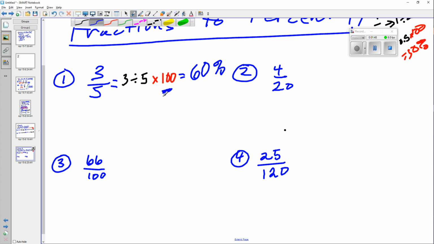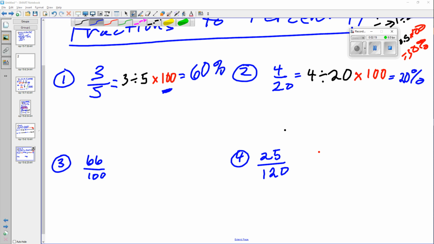So now let's do the same for 4 divided by 20. Try this out on your own and we'll check to see if we get the same answer. So that's equal to 4 divided by 20, but now we've got a decimal, so we're going to have to multiply that by 100 to make it a percent, which equals, it would say 20 on your calculator, but we remember, because we're multiplying by 100, this means it's 20%.